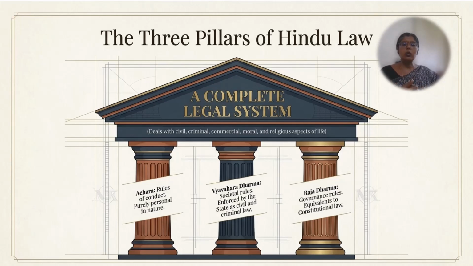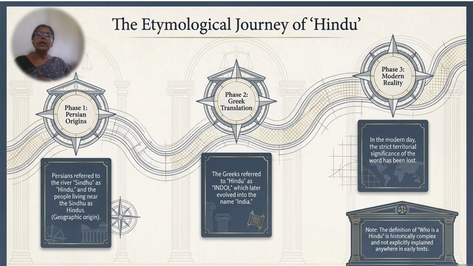So when we look at the Hindu law, it covers all aspects, the civil law, the criminal law, the commercial law, the moralities, and as well as the religious aspects of living. That is why we call Hinduism as a way of living also. Etymologically, the term Hindu has evolved over a period of time. The first phase, we could actually say that it originates from the Persian people who called the people who lived near the Hapta Sindhu or the Sapta Sindhu as Hindu. The river was called Hindu and therefore we were called as Hindus. So it was much geographically connected, the people who lived near the Sindhu river or the Hindu river.